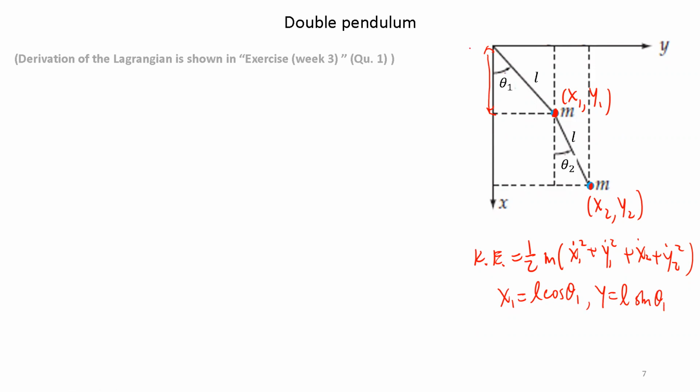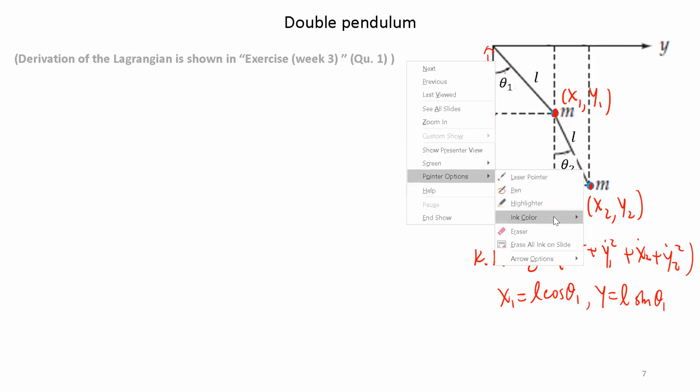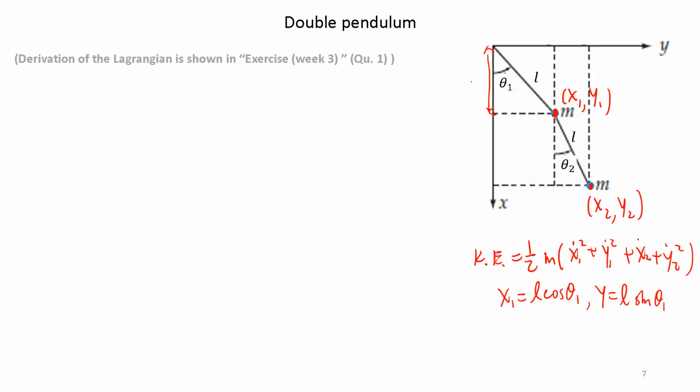And what about x2? So x2 would be this red distance plus this green distance, right? So therefore x2 would be x1 plus something. So that's x2 is L cosine theta 1 plus L cosine theta 2, right? So similarly, y2 would be L sine theta 1 plus L sine theta 2. Okay.